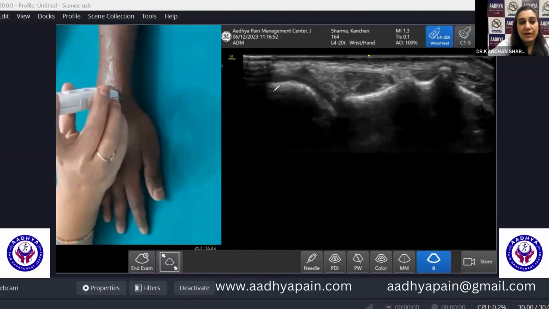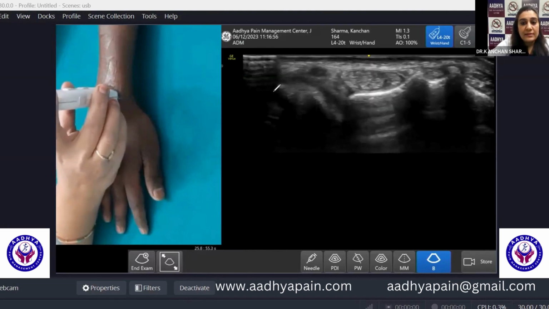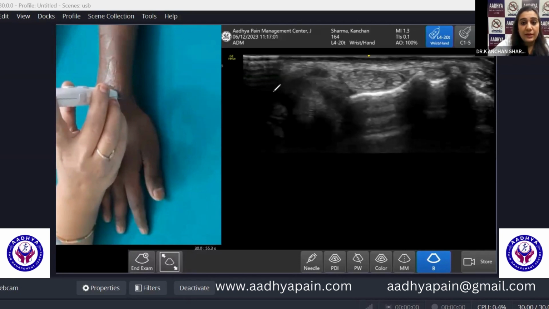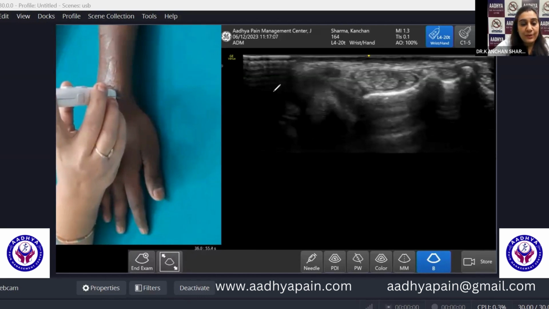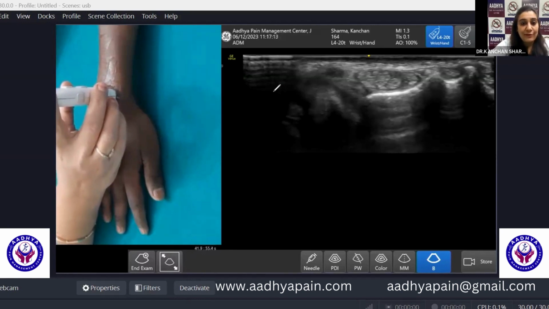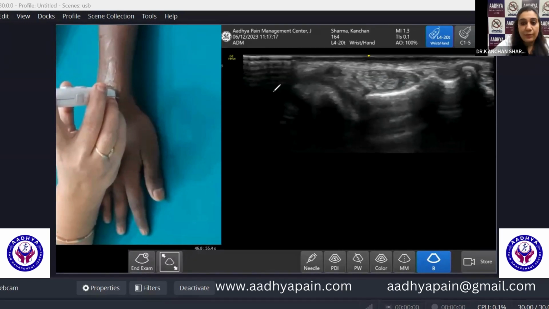And as you can see, if I'm just toggling my probe like this, the tendons are becoming hyperechoic, and now they're looking hypoechoic to me. This is because of the anisotropy. When your beam is perpendicular to the structure of your interest, you will be able to see it nicely. And if not, then you will just see it as a hypoechoic structure.